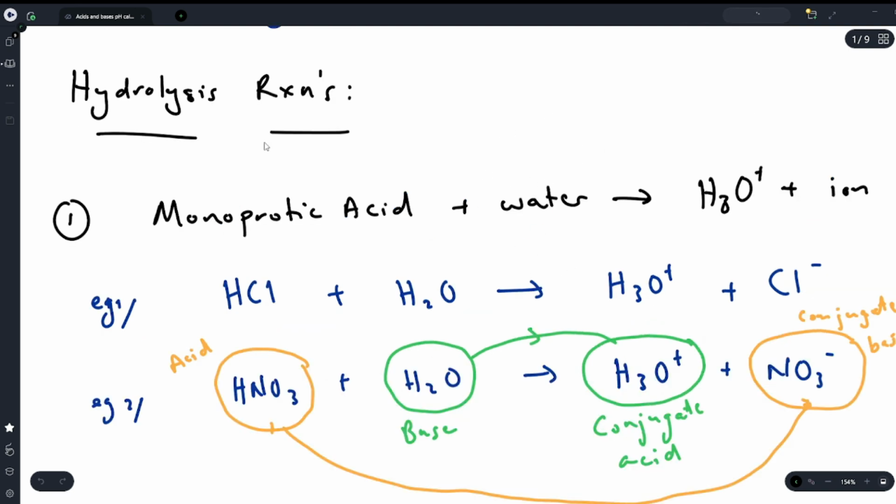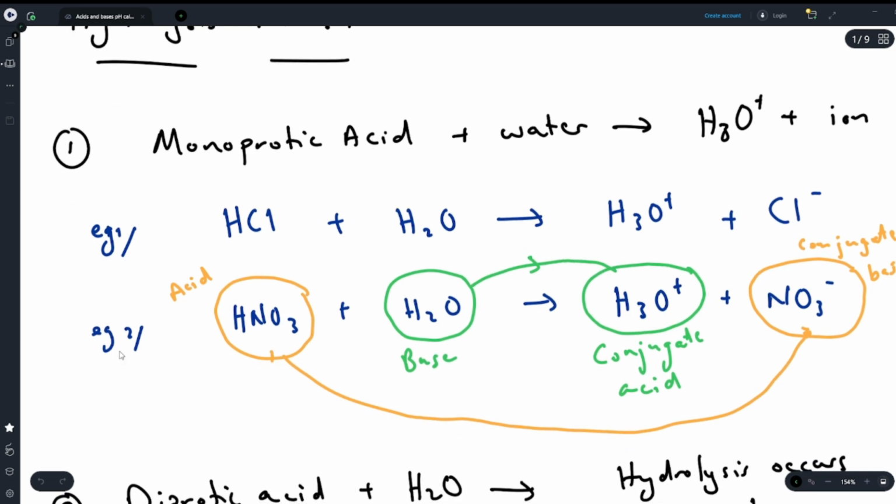As we can see here, we're dealing with the hydrolysis of a monoprotic acid, and the first example gives us HCl plus H2O. Following the definition of an acid and base according to Bronsted and Lowry, our acid HCl donates its proton to the H2O, and it forms H3O+. The HCl, having lost its H, will now form Cl-.